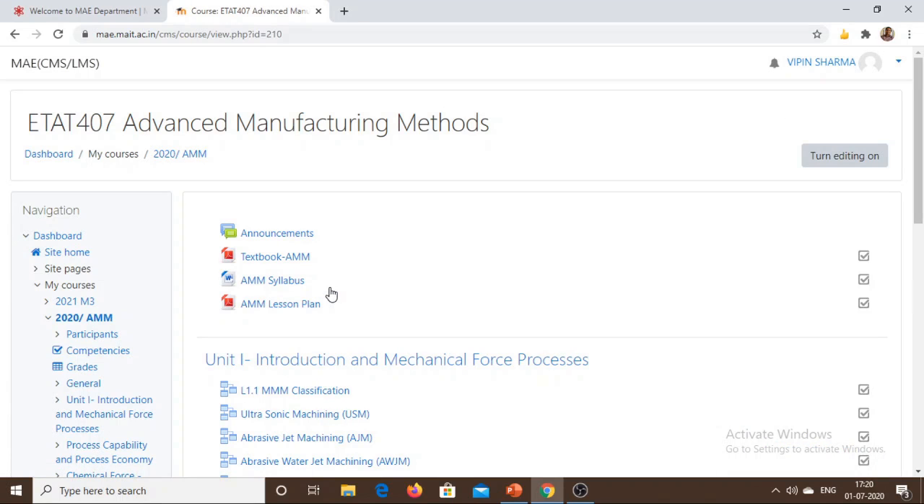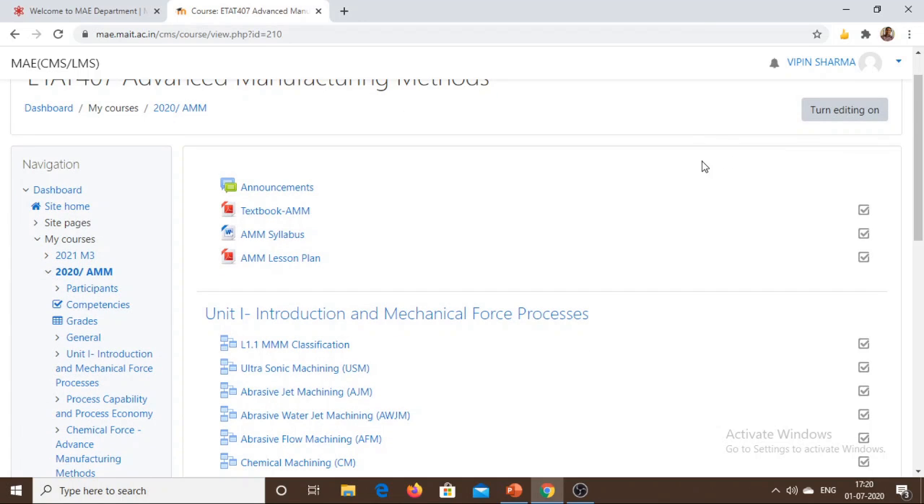Here I have entered my course, which is Advanced Manufacturing Methods. In this section I have already uploaded some content, like the textbook which is to be followed for this subject, the syllabus of this subject and the day-wise lesson plan of this subject. To add these things we need to first turn on editing.